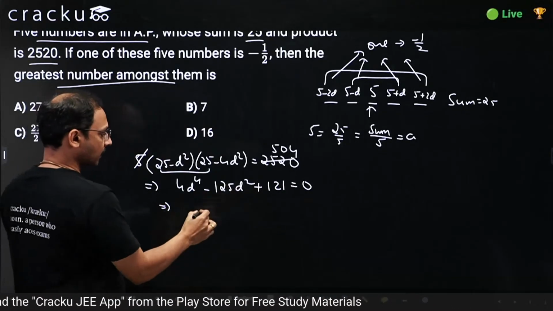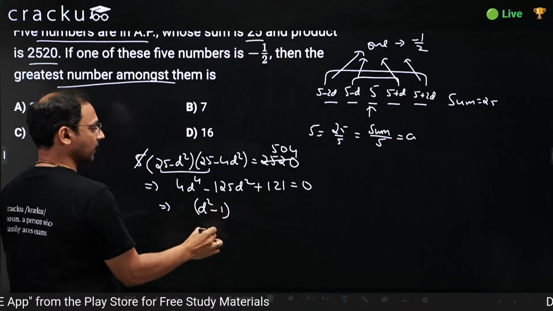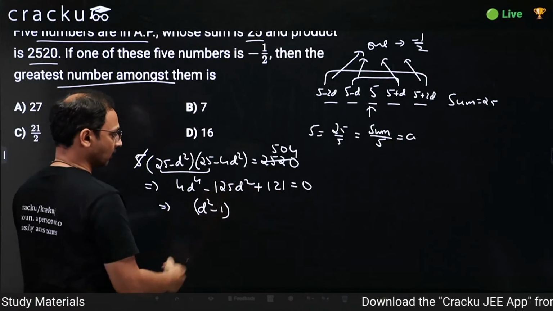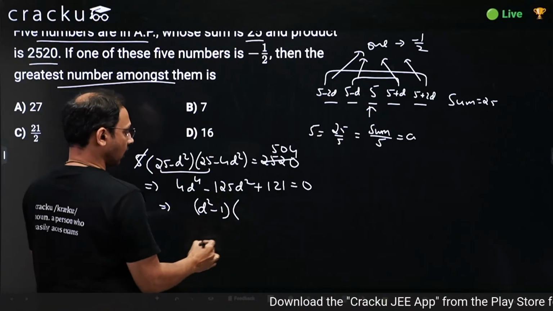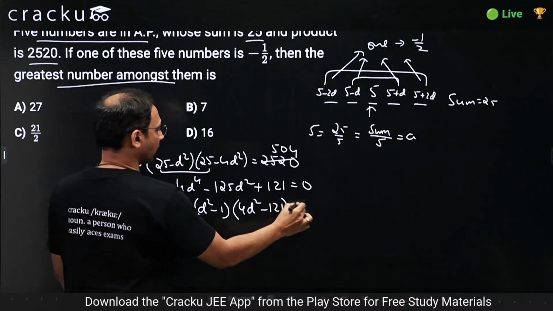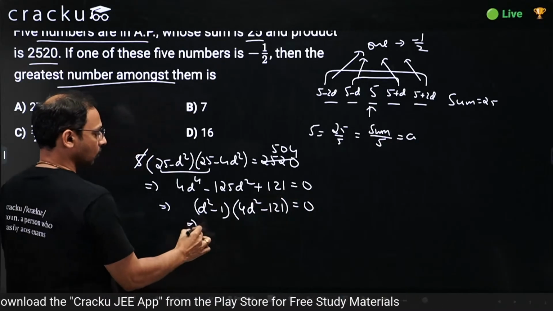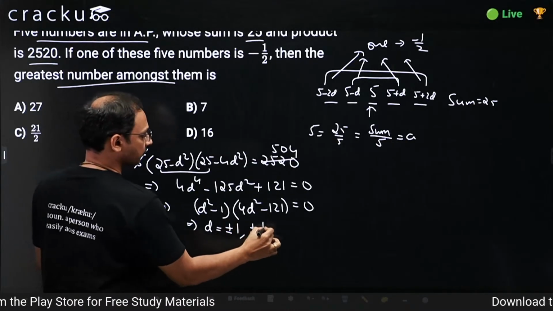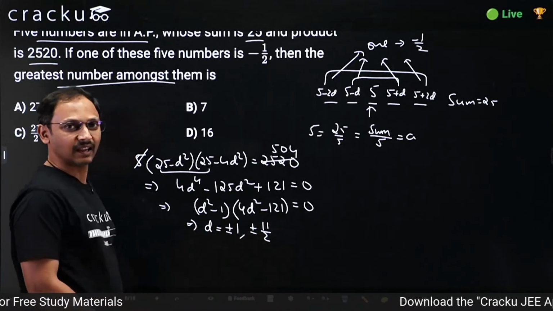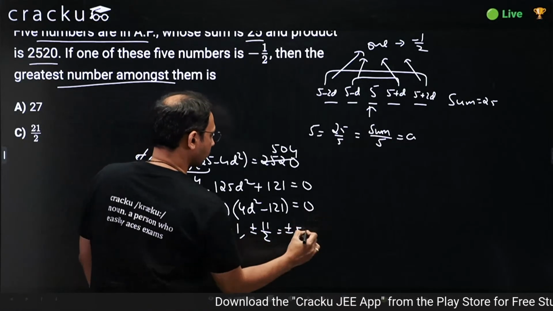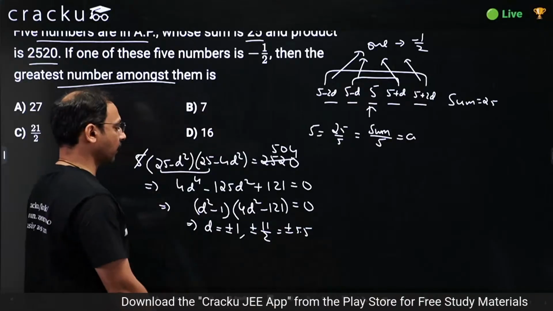I can clearly see that D square is equal to 1 is a root because sum of coefficients is 0. 4 plus 121 minus 125. Then I'll get the other factor as 4D square minus 121. So I'll get common difference as plus or minus 1 or plus or minus 11 by 2, which is basically 5.5, or 5 plus or minus 5.5.